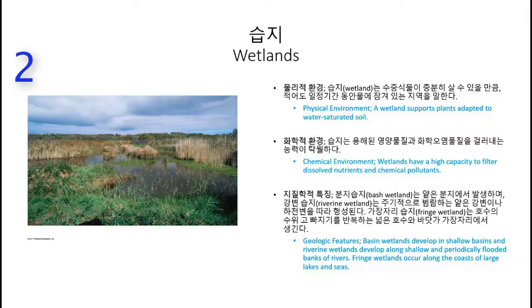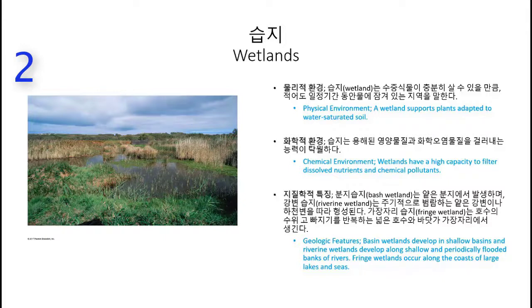Chemical environment. Because of high organic production by plants and decomposition by microbes and other organisms, both the water and the soils are periodically low in dissolved oxygen. Wetlands have a high capacity to filter dissolved nutrients and chemical pollutants.